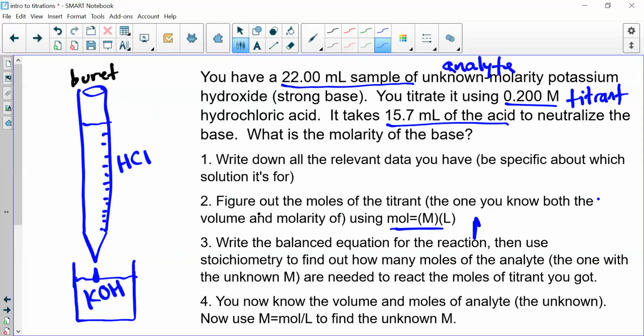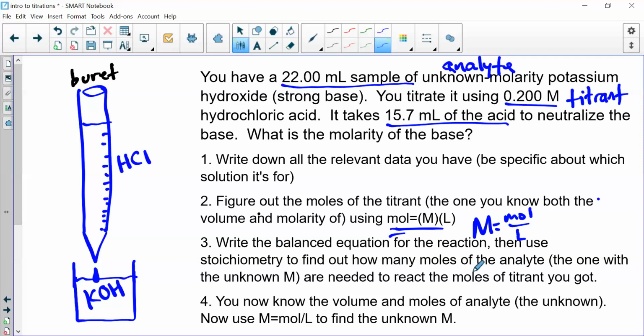Remember, you learned molarity equals moles over liters. So if we just want to rearrange that to solve for moles, just move the liters up here and you end up getting this formula. Step 3, write the balanced equation, then use stoichiometry to convert the moles you just found of one into the moles of the other. So you see how stoichiometry is always at the middle of chemistry now.